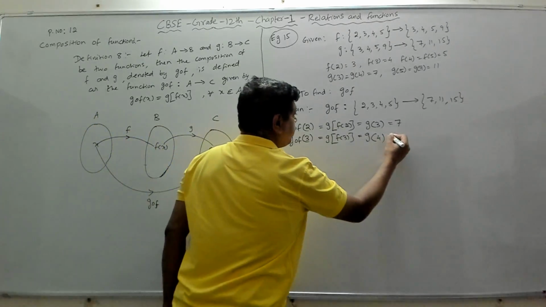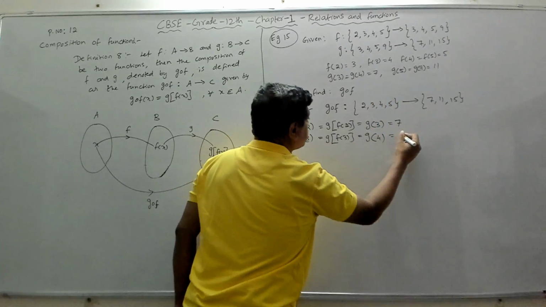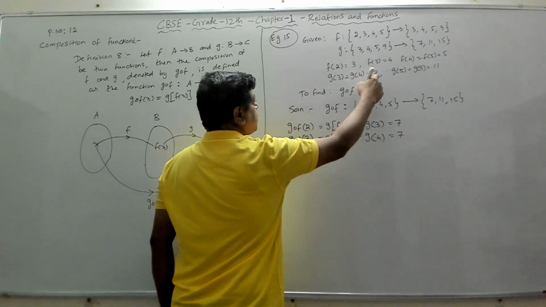Right, so now we have to find what is G of 4. Now this has become G of 4. Now what is G of 4? G of 4 is also 7. So G of 4 is 7.